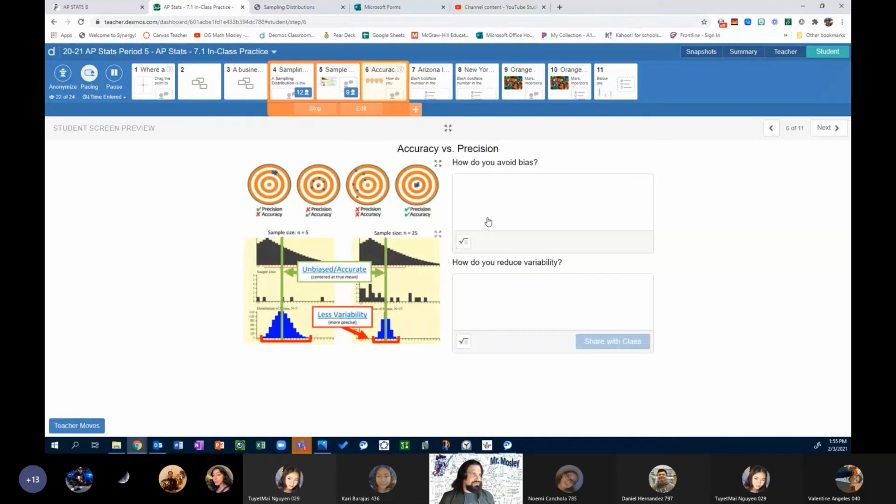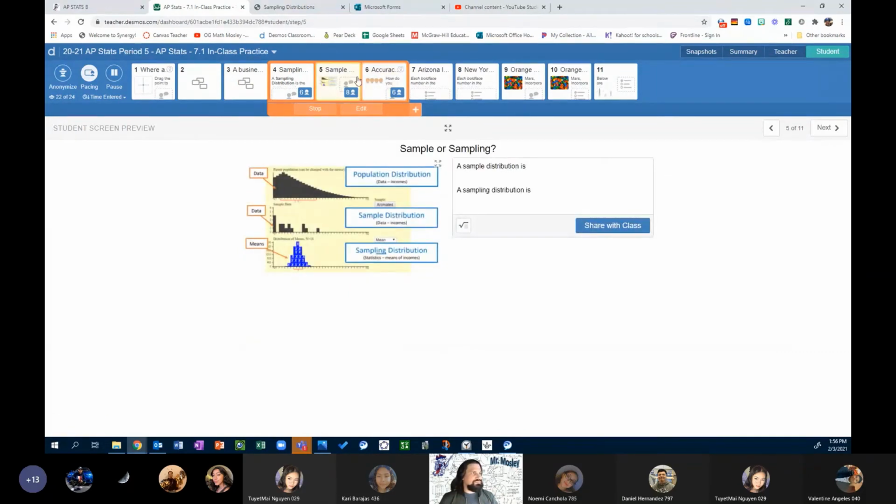In the next slide, accuracy versus precision, we wanted to discuss how do you avoid bias and how do you reduce variability. For these two questions, please only write one thing. I don't need a list of things. One way to avoid bias, one way to reduce variability. You can't avoid variability. One way to reduce variability. And try to think in context of this chapter, right? We've discussed things about bias and variability in previous chapters, but think within the context of what we're trying to understand for this chapter. All right, so we're going to answer these two questions next.